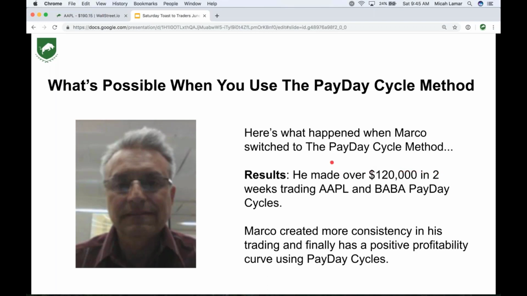The cool thing about Marco here is he now only trades a handful of stocks. He only trades once or twice a month. So he's spending way less time in front of his screen and his consistency is way up. And that was a big shift that occurred for him when he started to use the payday cycle method.